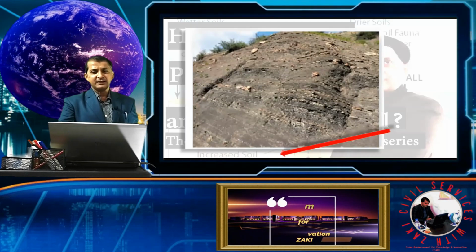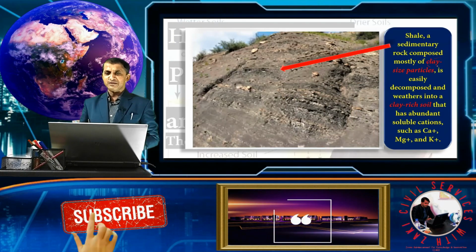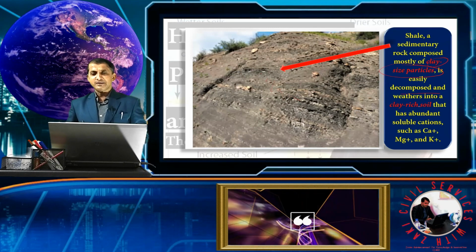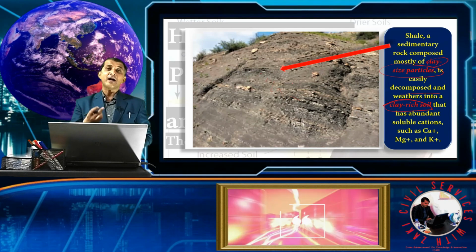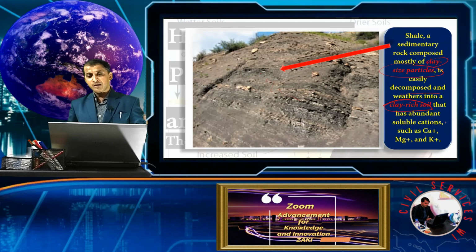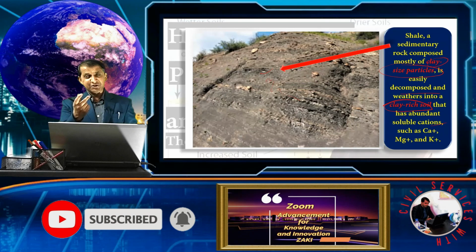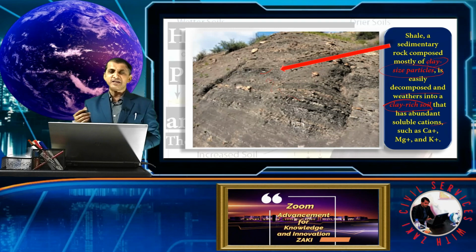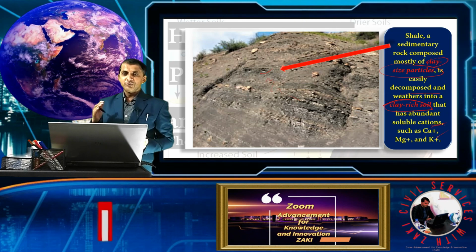Another is shale, a type of sedimentary rock composed basically of clay-size particles, so it is easily decomposed into clay-rich soil. This type of weathering forms a clay-rich soil that has abundant soluble cations. You can find very rich soluble cations here, like calcium, magnesium, potassium, etc. So this is the shale.